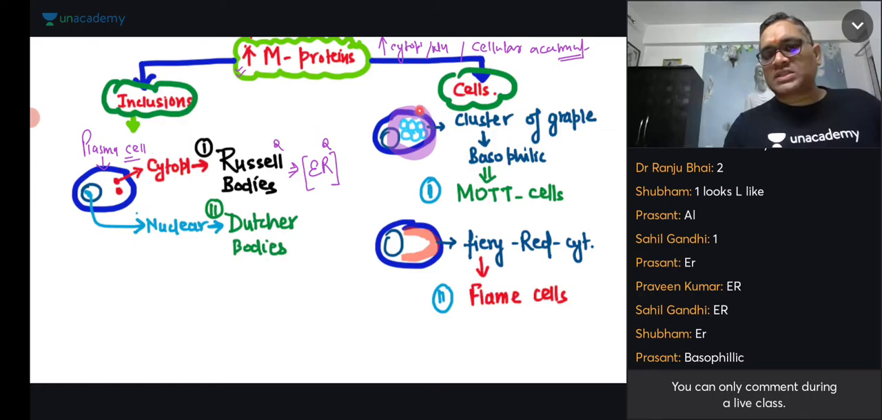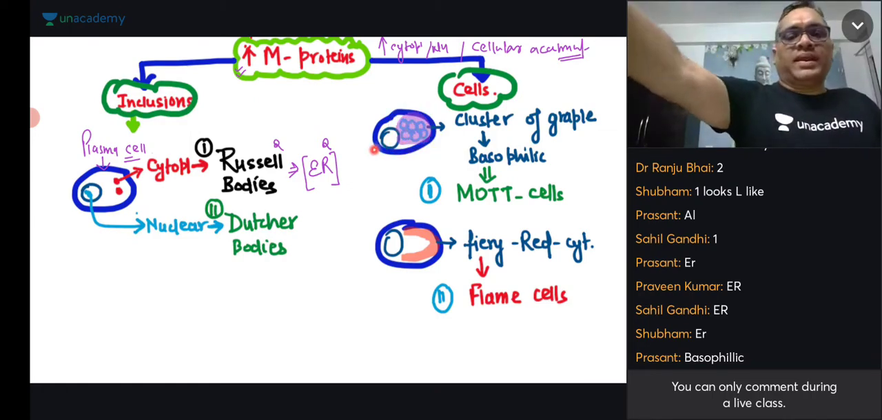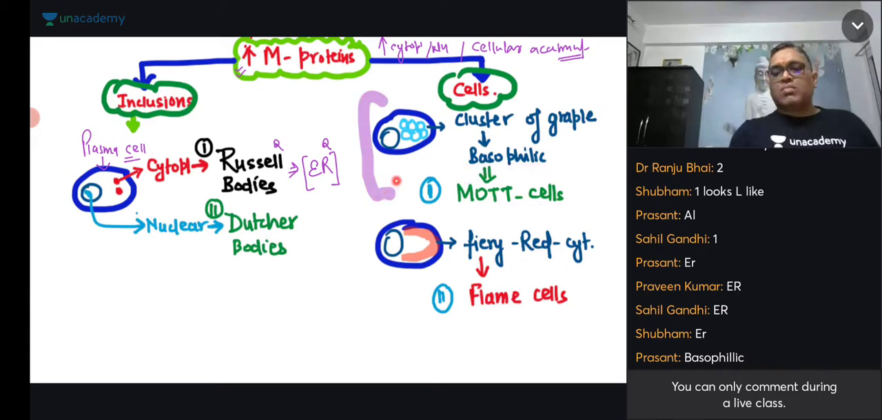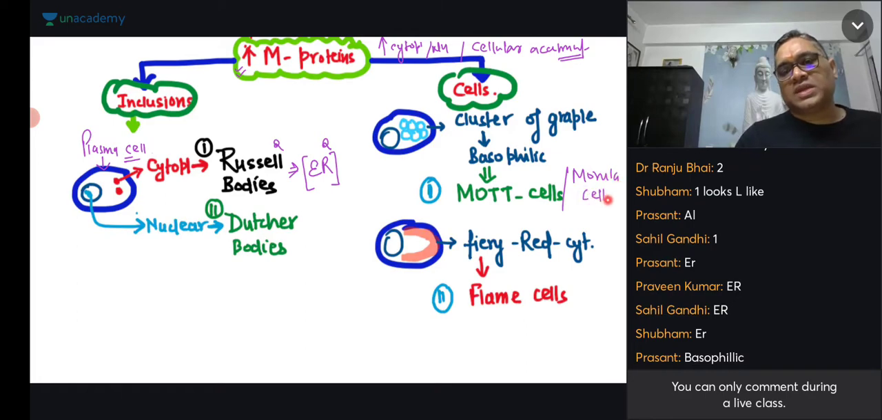Can you see there is a cluster of grape-like accumulation of the M protein within the cytoplasm? Right, cluster of grape-like, and this cluster of grape is basophilic, blue color. So a cluster of grape-like blue deposit of the immunoglobulin or M protein is called Mott cell. So this cell is called Mott cell or morula cell. Morula cells, right? So now understood. Mott cell or morula cell is because of the cluster of grape-like basophilic deposition within the cytoplasm, right? Clear?